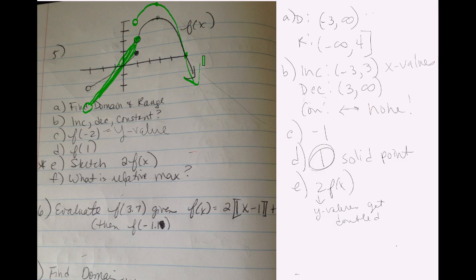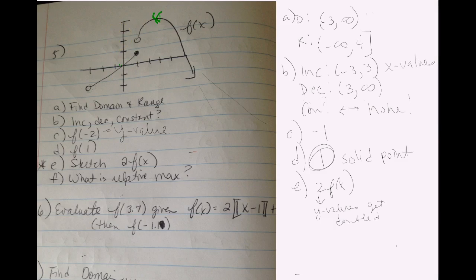Okay, part F, what is the relative max? Okay, that means for the normal graph, not the new green one. So for part F, you just go back to this black graph that was given. And what's the max? Well, look, the max is just the highest value, which was here, which is a 4.